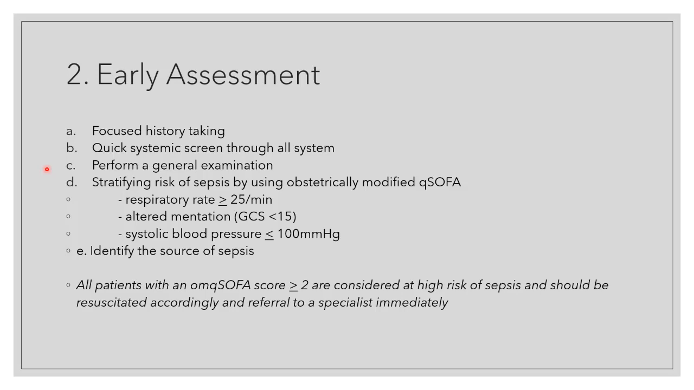Then after that you need to stratify the risk of sepsis by using the obstetrically modified Q-SOFA score. So for your level, you need to know what is Q-SOFA score. Basically, it involves respiratory rate, altered mental status, and also systolic blood pressure less than 100. So every 2 out of 3 signifies that the patient is at high risk of sepsis and should be resuscitated accordingly and referred to a specialist immediately. And subsequently, you would also want to identify the source of sepsis.